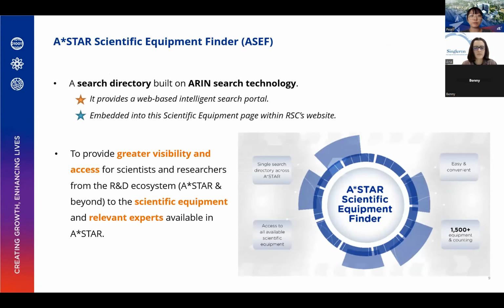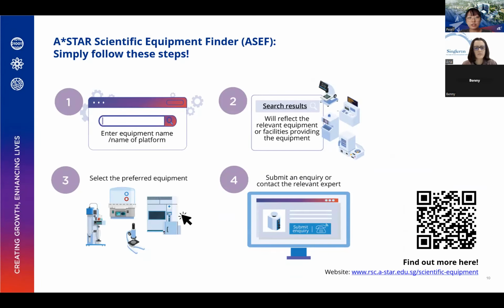And the last platform is SynMass, which brings together the mass spectrometry facilities from A-star and NUS to the local community. ASAF, which is also A-star Scientific Equipment Finder, is a search directory built on ARIN search technology. The purpose is to provide greater visibility and access for scientists and researchers from the R&D ecosystem to the scientific equipment and relevant experts available within A-star. All you have to do is simply key in the equipment name or the equipment capabilities, and the search result will reflect the relevant equipment or facilities providing the equipment. If you wish to find out more about ASAF, you can click on the link or the QR code on the screen at the bottom right.